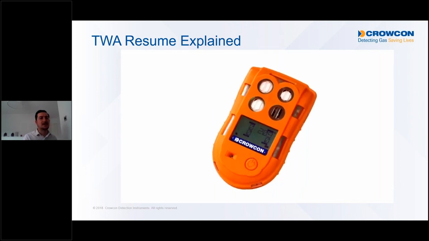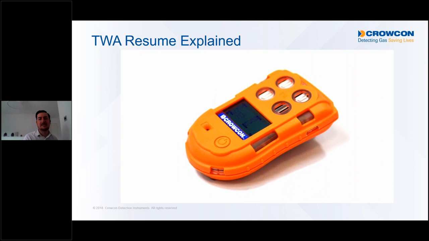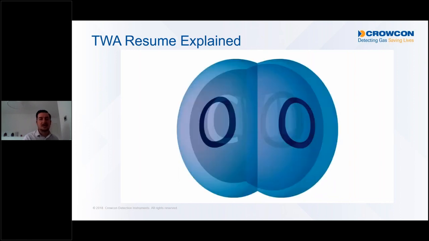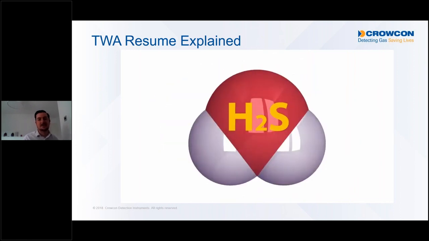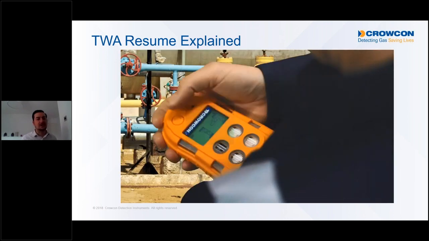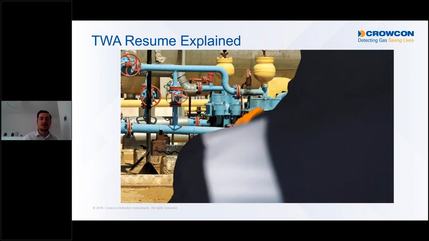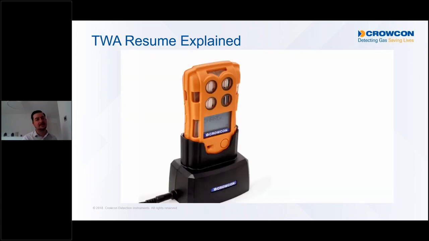So T4 is the personal protection solution, as said before, for alerting against the four most prevalent hazards: oxygen, carbon monoxide, hydrogen sulfide, and flammable gases. The TWA resume function, unique to T4, ensures the correct assessment of exposure to toxic gas over your entire shift.